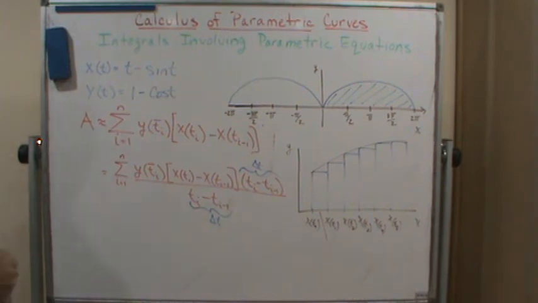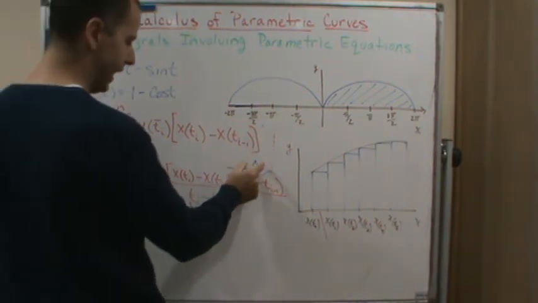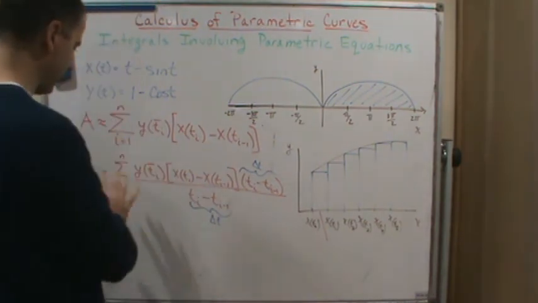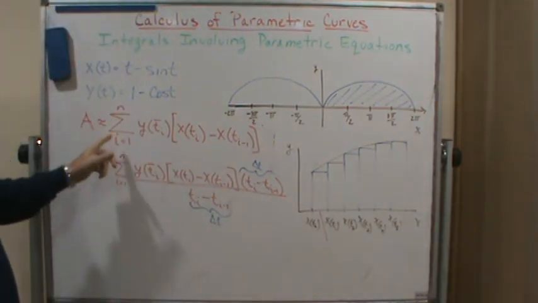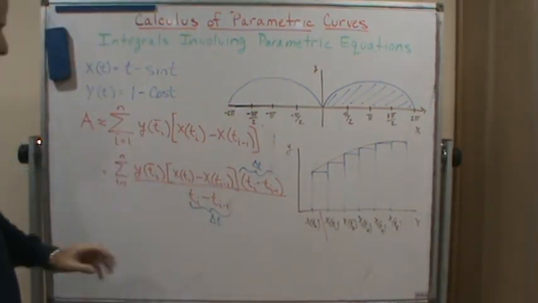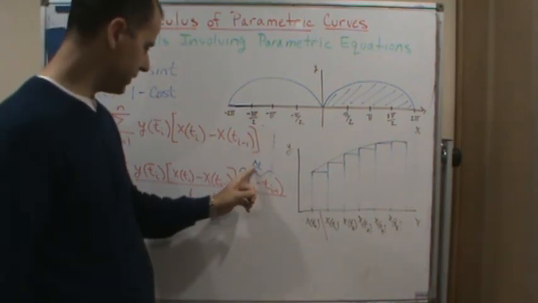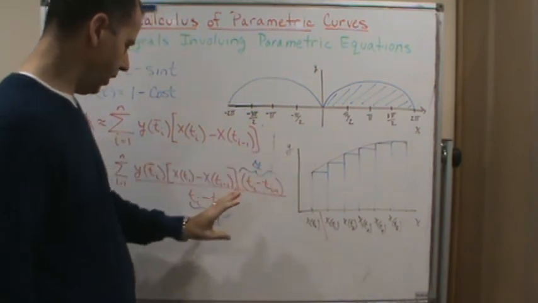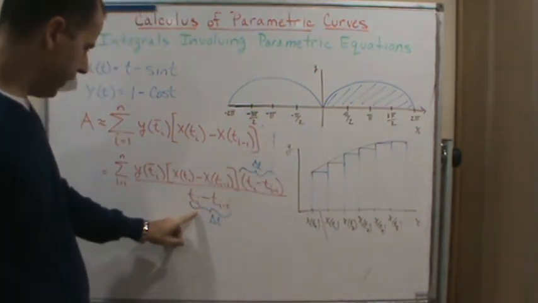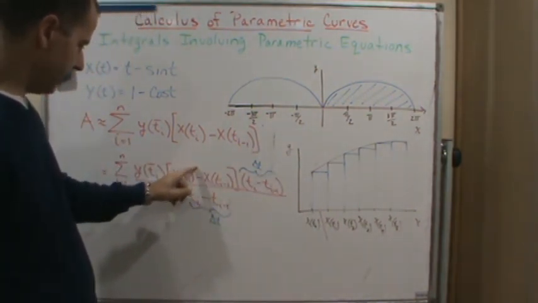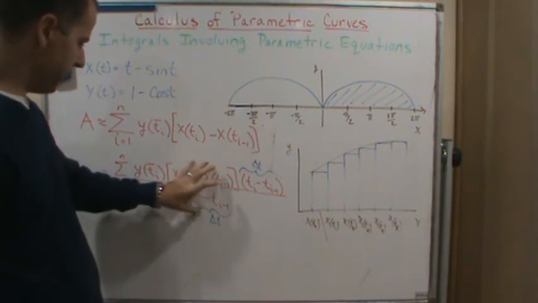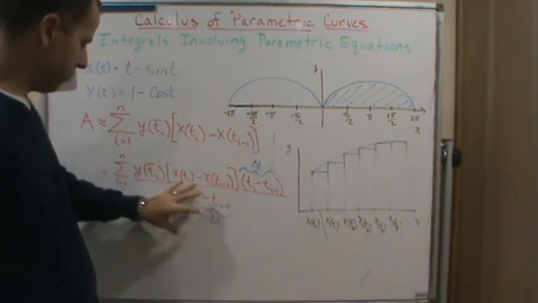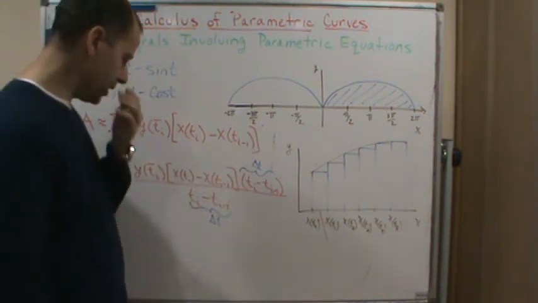And so why did I do this? Well, because I need a delta t here, because when I go to take the limit of this thing as n goes to infinity, then what happens? This becomes dt, this becomes dt. I need the derivative out here. Well, what happens with this one? This is going to match with this. So when I take the limit, this is going to become the derivative of x, because here's what's happening.